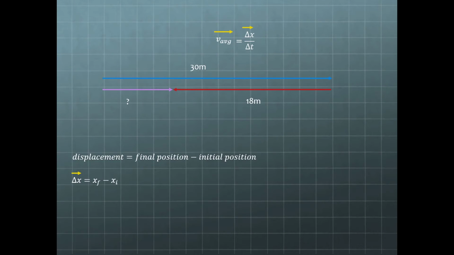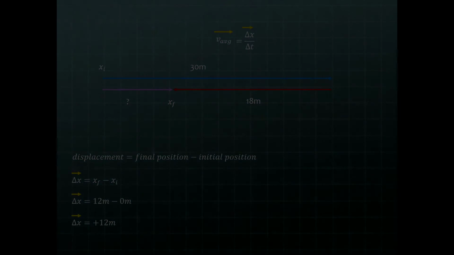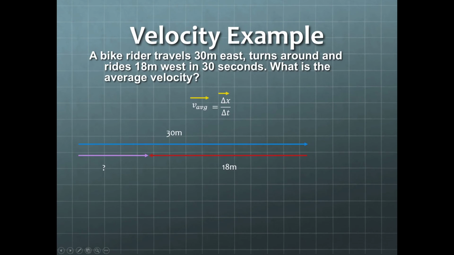Another way to solve for displacement is through its equation. Displacement is defined also by final position minus starting position. The starting position would be here, which we can call the 0 meter mark. The final position would be here, which we can call the 12 meter mark. This is where the biker stops. This then just becomes an algebraic calculation of 12 meters minus 0 meters, which gives a displacement of positive 12 meters.